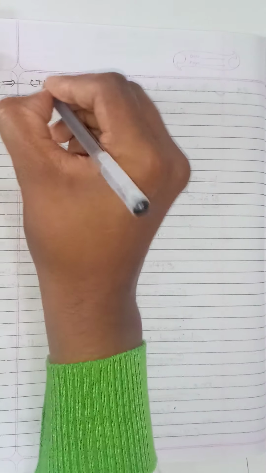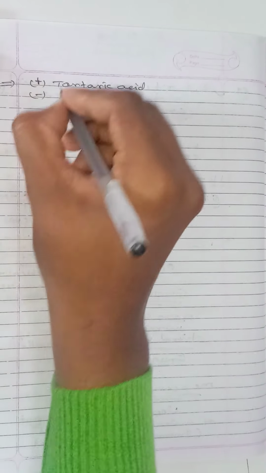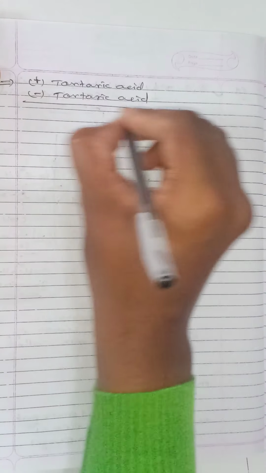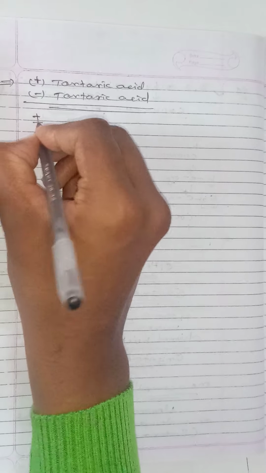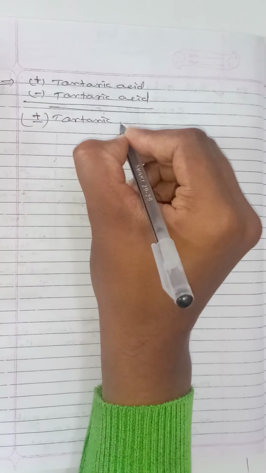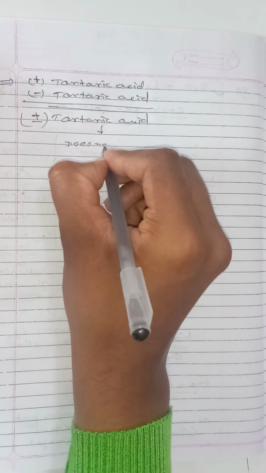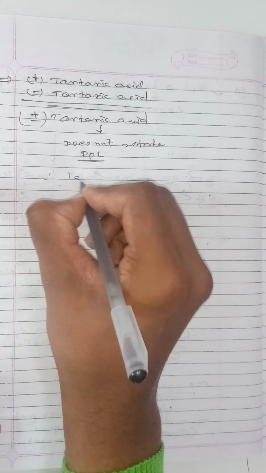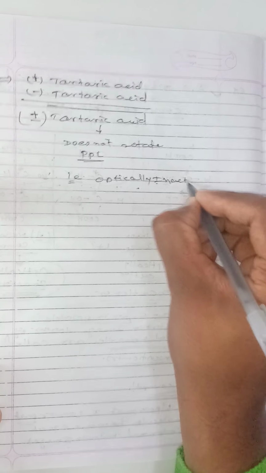Here dextrorotatory tartaric acid and levorotatory tartaric acid together, plus or minus tartaric acid, does not rotate the plane of polarized light. So that's why it is optically inactive.